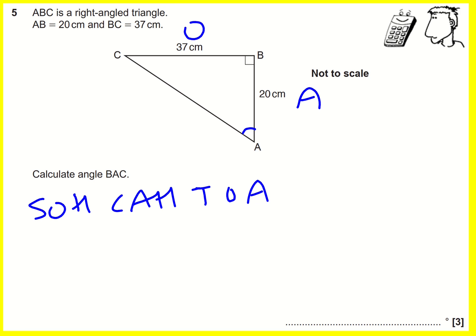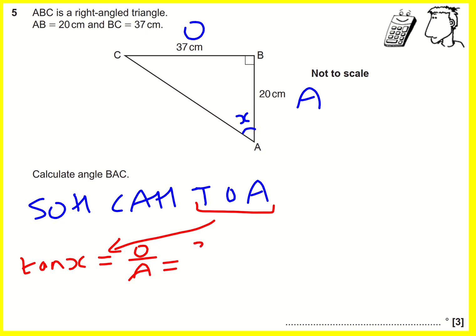the adjacent. So I'm going to call the angle X, and I can write, what can I use then? I'm going to be using this one because I know O and I know A. So this is basically an abbreviation for the fact that tan X is equal to the opposite over the adjacent, or in this case, 37 over 20.